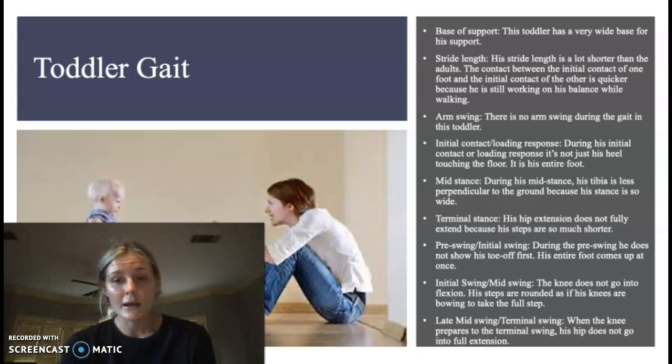For his initial swing to his mid-swing, his knee does not go into flexion. His steps are a lot more rounded compared to the adults. And then his late mid-swing to his terminal swing, when his knees are preparing for the terminal swing, his hip does not go into full extension.